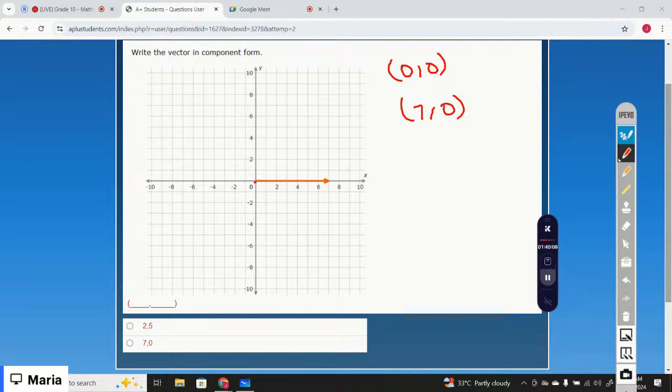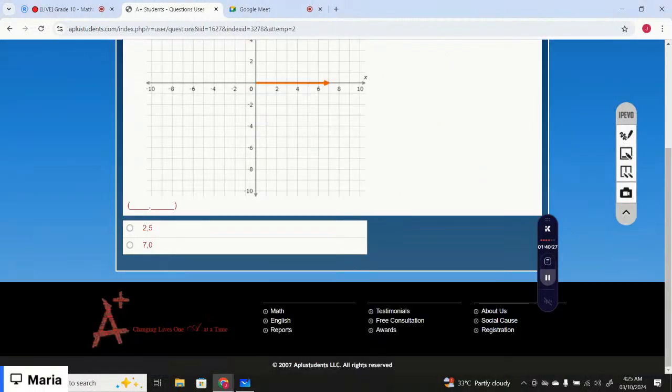So whenever you have to find the component form of the vector, you have to find the change in y component and change in x. So the y component is 7 minus 0 is 7, and x is 0. So that is 7 and 0. Option number 2 is the correct option. Got it? That is 7 and 0.